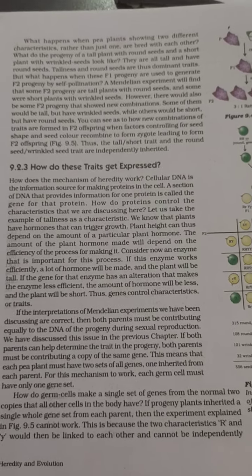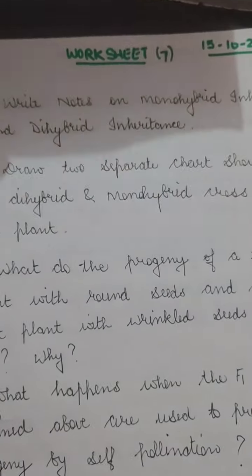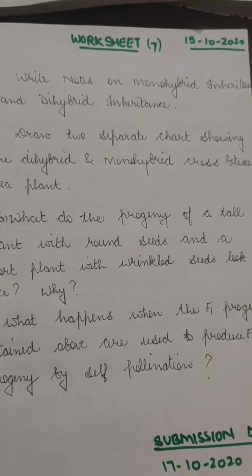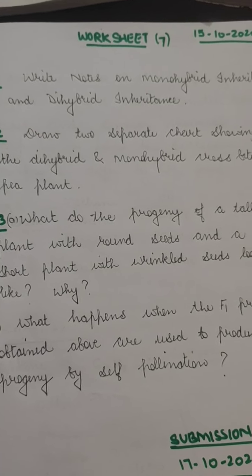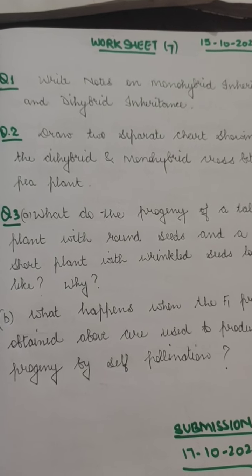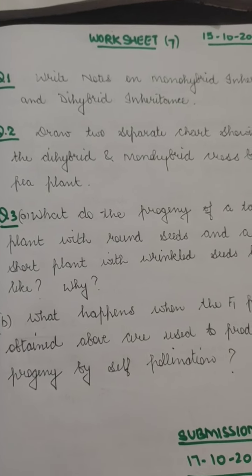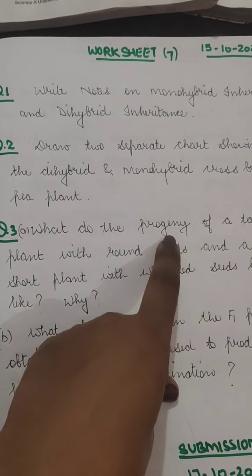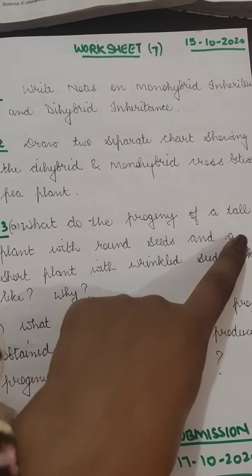Some of the students are having problems with question number 3, that is, what do the progeny of a tall plant with round seeds and a short plant with wrinkled seeds look like and why? So for the answer, first I'll explain the question. What do the progeny, meaning the offspring, of a tall plant look like?